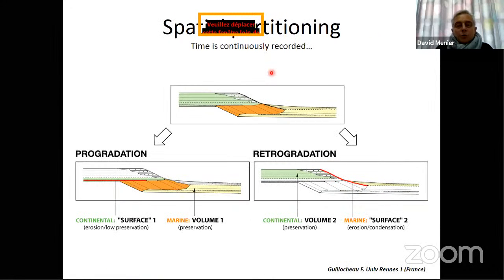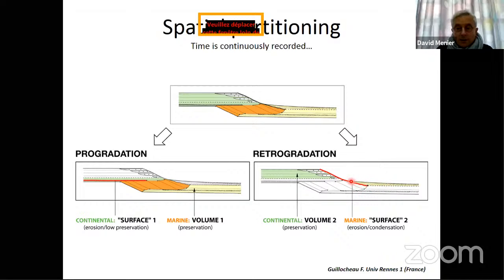So now we need to have in our mind the types of sequences that we can observe during progradations. You can observe here the continental surface over there, and you observe the progradations here. So this system is prograding, and you have aggradations over there. During a progradation period, you can preserve volume 1 here. And mostly during progradations, you don't preserve this part that you can observe in the continental domain. This is the difference between a progradation period and a retrogradation period.